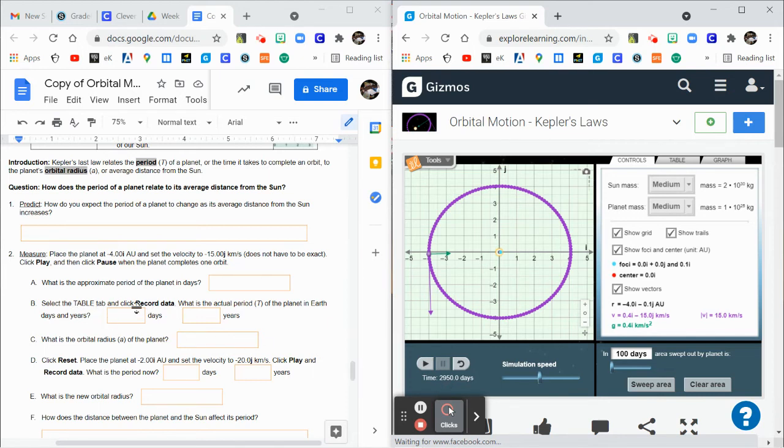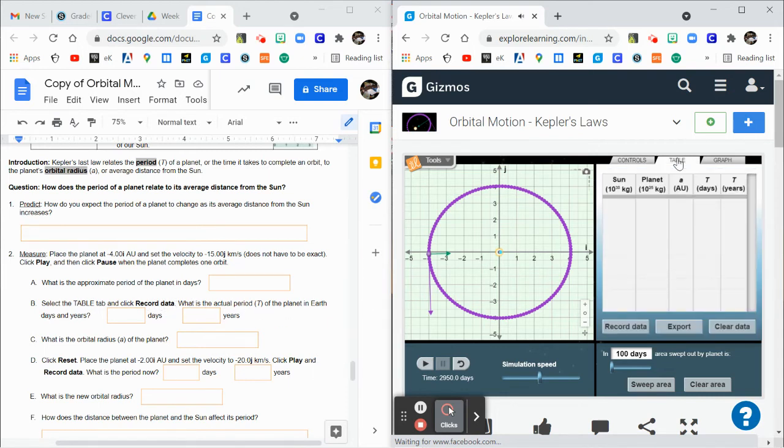Select the table tab and click record data. So let's see, table, record data, okay. And what is the actual period? What is the actual period in Earth days and years? So let's see. Here you go. In Earth days, it takes 2,936.6 days, and it takes 8 years for this planet to orbit the sun.